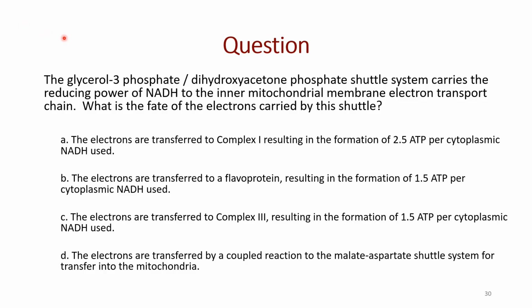So here's a nice question, and the question's a little bit ahead of where we are right now, but I still want to have it in there so you'll understand the fate of the electrons, but you may not know about the stoichiometry numbers yet. But we'll keep a post-it note on this because this is the right way to ask this question. I'm a little ahead of myself on this, but it's okay. So here's the glycerol 3-phosphate dihydroxyacetone phosphate shuttle system that carries electrons on NADH to the intermitochondrial membrane. And they're asking you, what is the fate of the electrons that are carried by this shuttle?